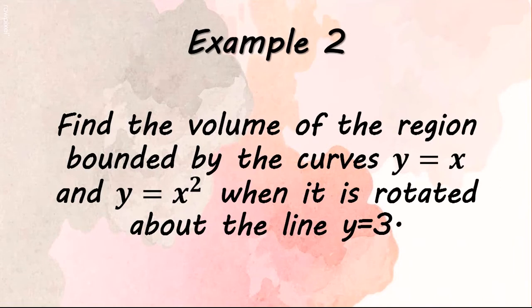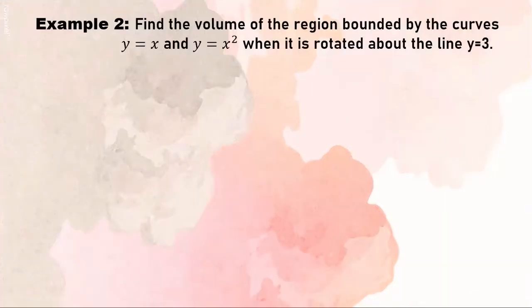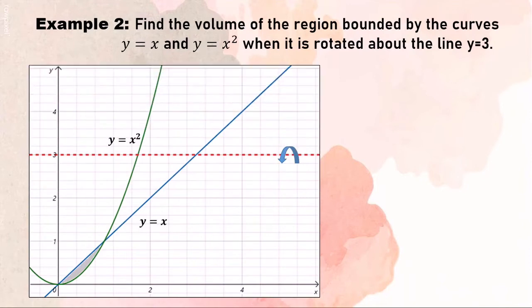Example 2. Find the volume of the region bounded by the curves y equals x and y equals x squared when it is rotated about the line y equals 3. So the first thing to do is to graph the function. We have here the blue line, which is y equals x, and the parabola that opens upward is the function y equals x squared.